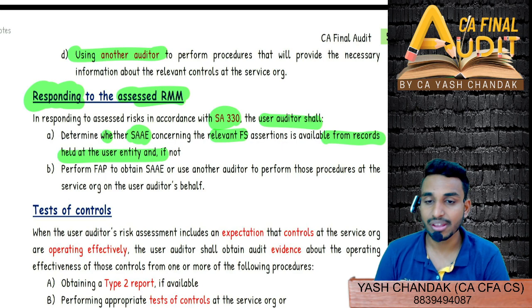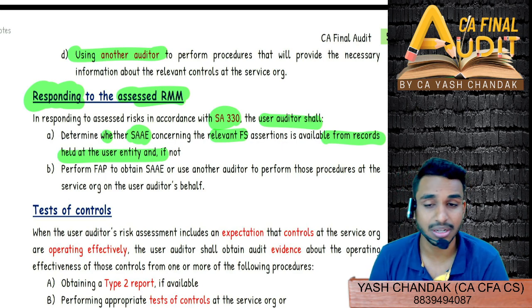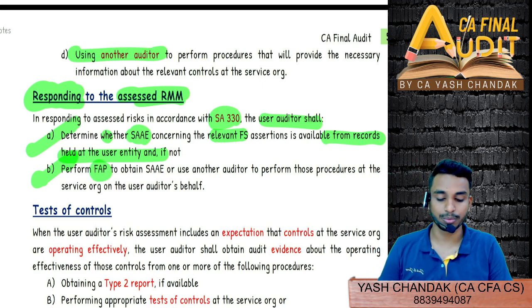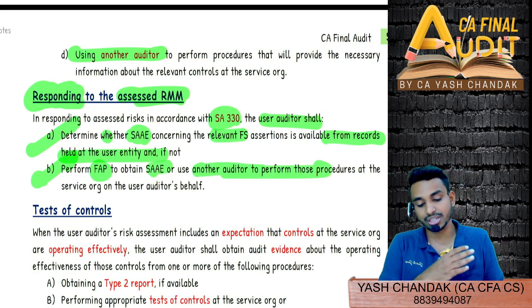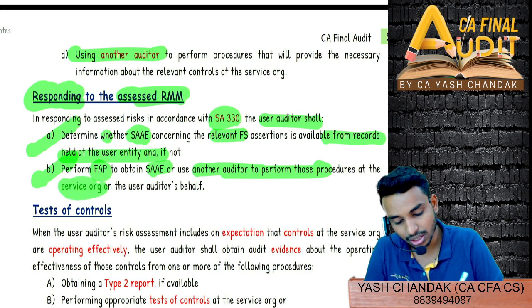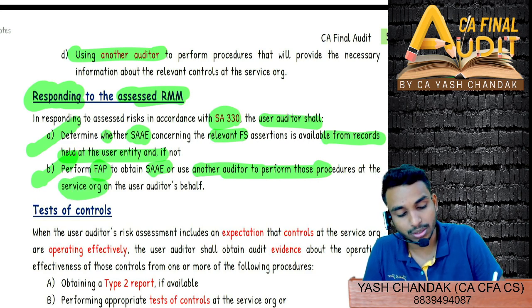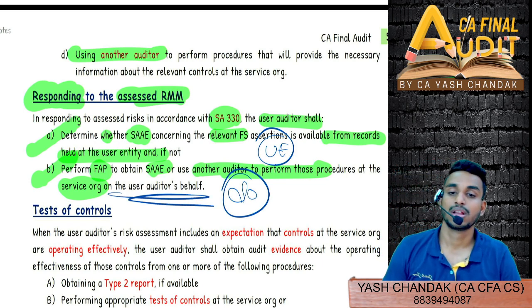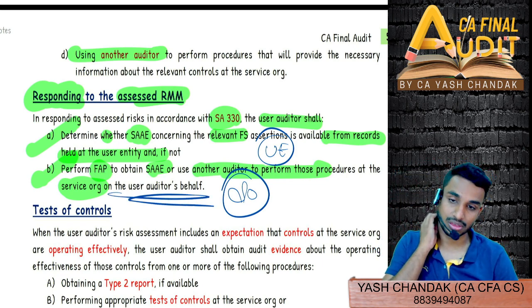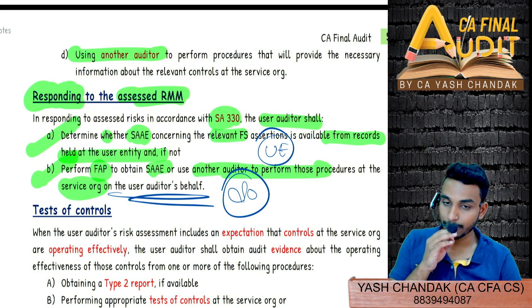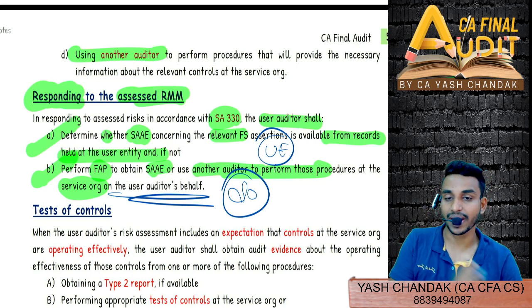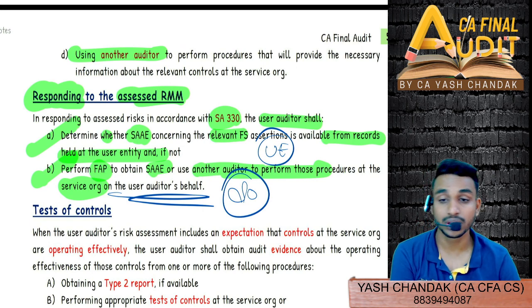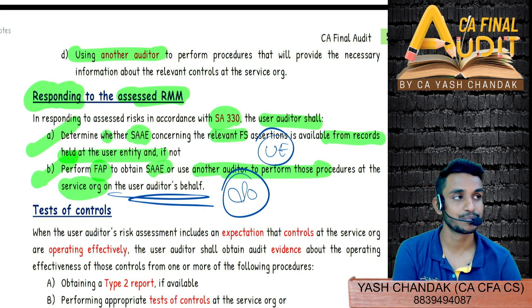So whatever audit evidence you can obtain on the relevant financial statement assertions from the user entity, you will obtain that, and then you will perform further audit procedures to obtain SAAE, or use another auditor to perform this procedure at the service organization. So you will perform this procedure both at the user entity as well as at the service organization. You will obtain the audit evidence so that you are able to satisfy yourself on the assessed ROMM on the services rendered by the outsourcing entity.